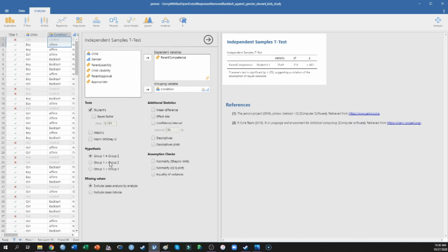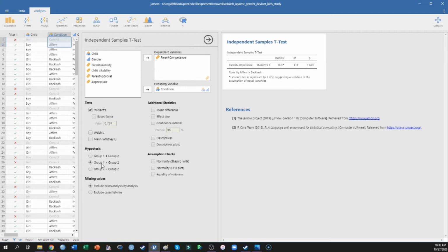In this study, let's say that I was hypothesizing that parents who affirm their child for gender deviant behavior will be perceived as significantly more competent than parents who backlash their child for gender deviant behavior. If I didn't have a specific prediction about the directionality, I could run this as a two-tailed test, but let's say that I went into this thinking that participants are going to perceive that parent more positively and as more competent when they affirm that child for their behavior.